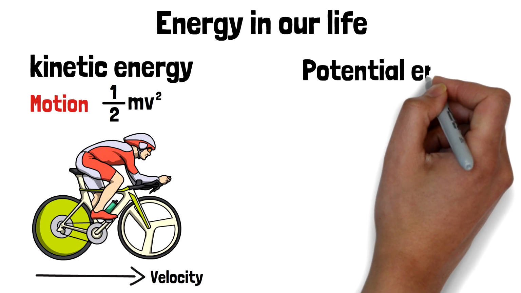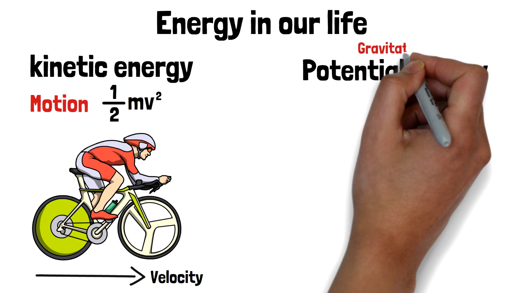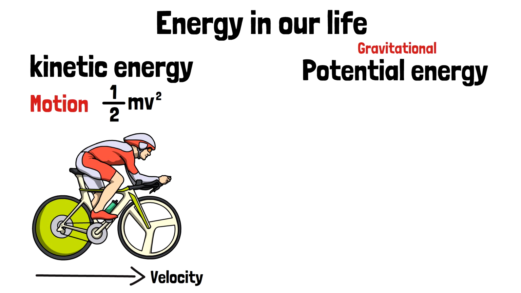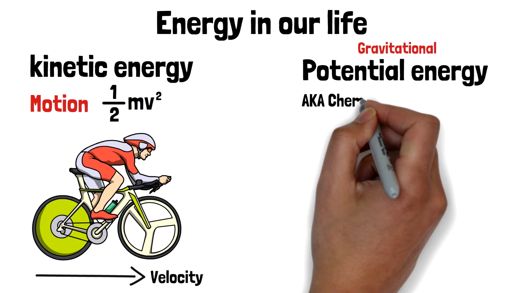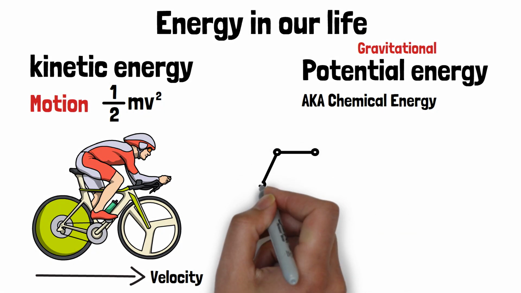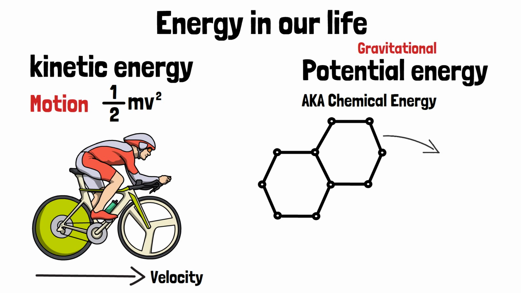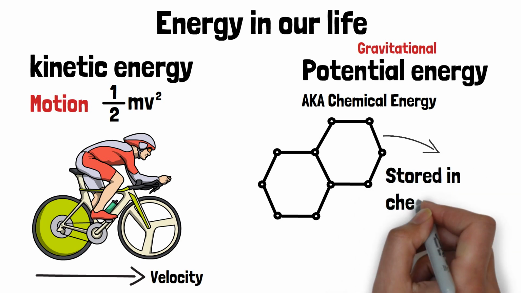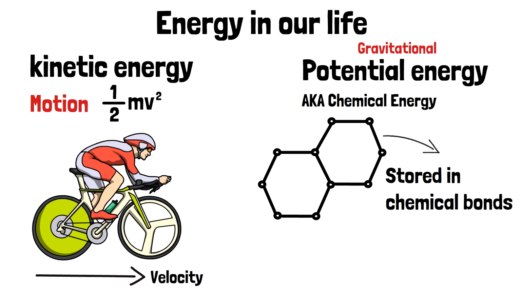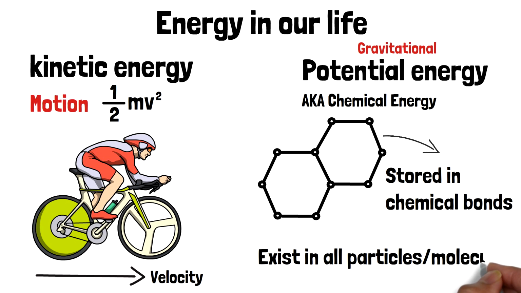The second type of energy is potential energy, most commonly referred to as gravitational potential energy in our life. However, for a particle we refer to chemical energy. Now, what is chemical energy? Chemical energy is the energy stored in the chemical bonds of particles. Unlike kinetic energy, the potential energy of particles exists in all particles or molecules.